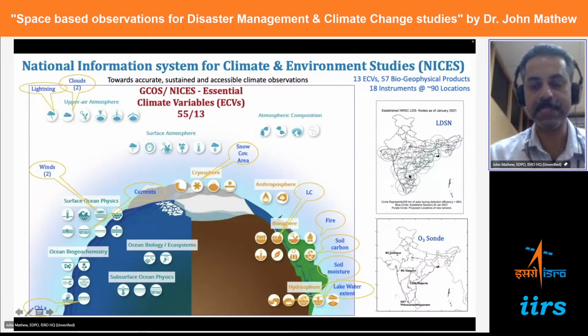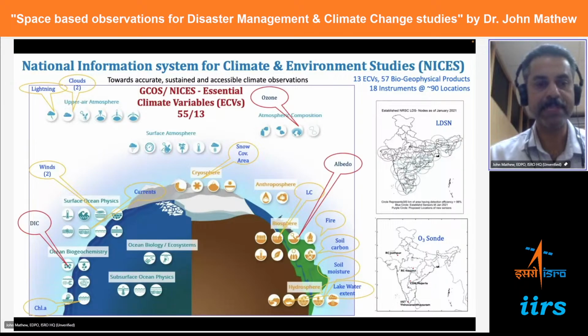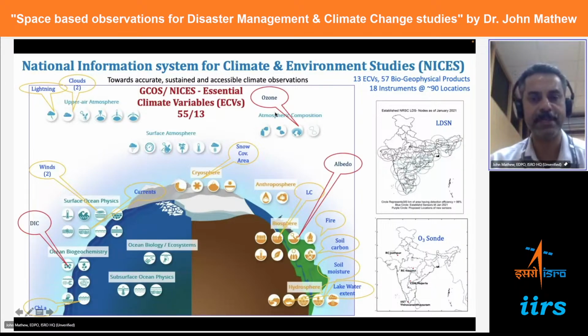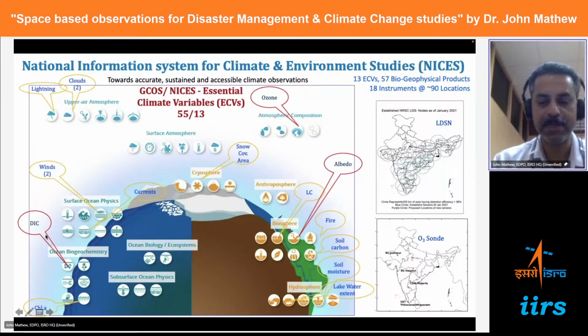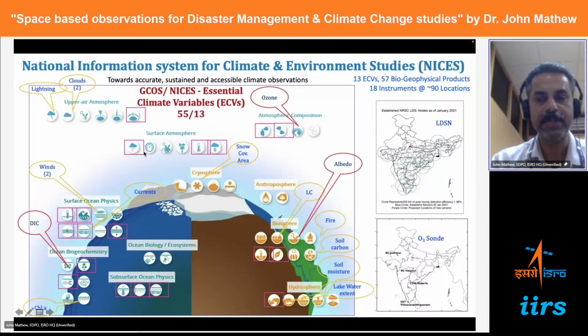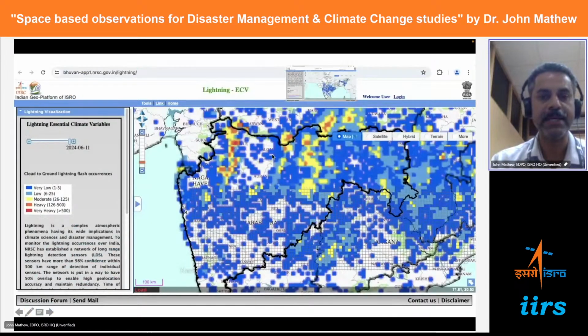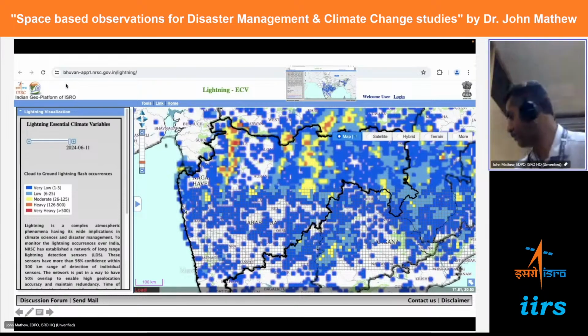So this is about NICES, and we are in the process of developing some of the other ECVs like ozone, surface albedo, and dissolved inorganic carbon. And then we are moving to developing other ECVs also. So maybe around 27, 28 ECVs could be generated in the next 10 years. That is the aim. And what I'm showing is some of the ECVs, like this, available on our website, NRSC's Bhuvan website.